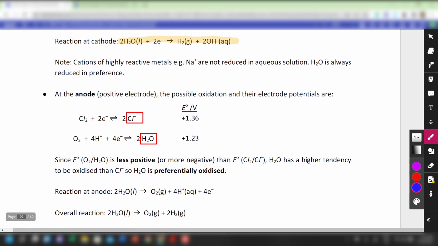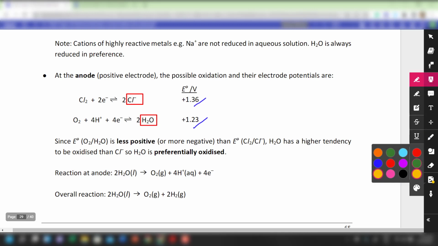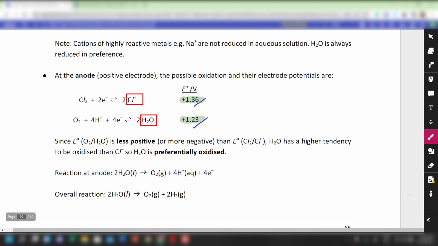At the anode is a little bit tricky, so we have to check this out. At the anode, again, we will write them down as the reduction potential. Chlorine/chloride, that's positive 1.36 volts. Oxygen/water, that's positive 1.23 volts. The first thing I want all of you to take note of is that the two values are quite similar.